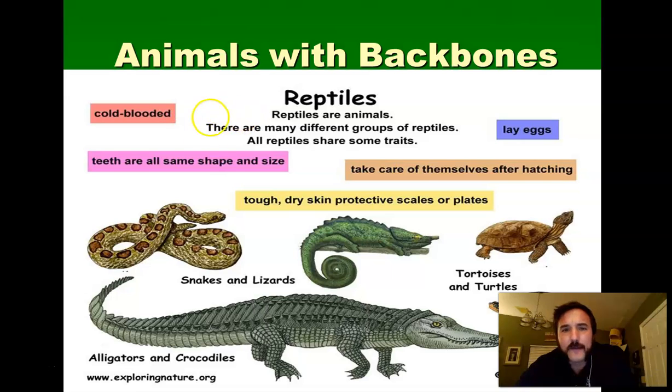Going to reptiles here. Here's what kind of makes reptiles reptiles. Reptiles are cold-blooded. They lay eggs. They take care of themselves after hatching, which means, just like if you have horses outside of your house and mommy takes care of the baby horse for a while, right? Same with humans. We take care of the babies for a while. The mommy kitty takes care of the little kittens for a while.